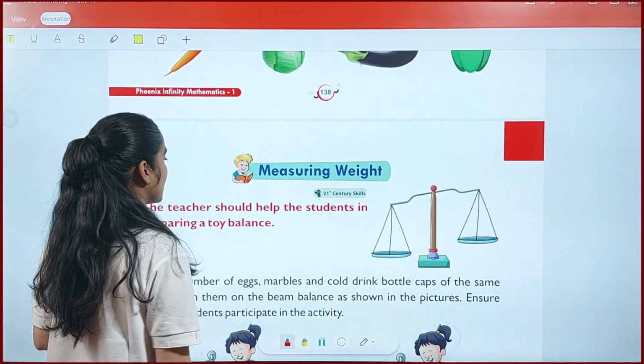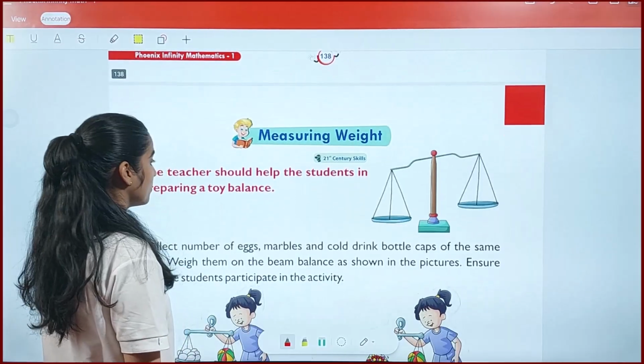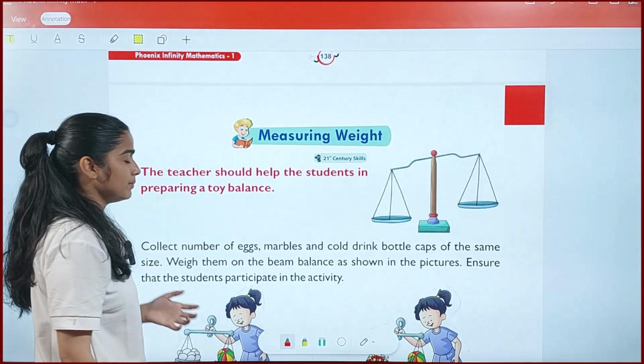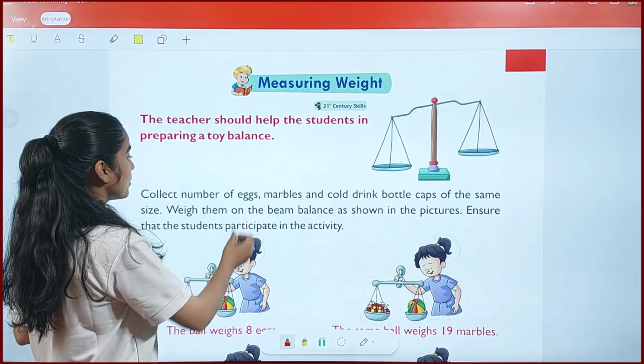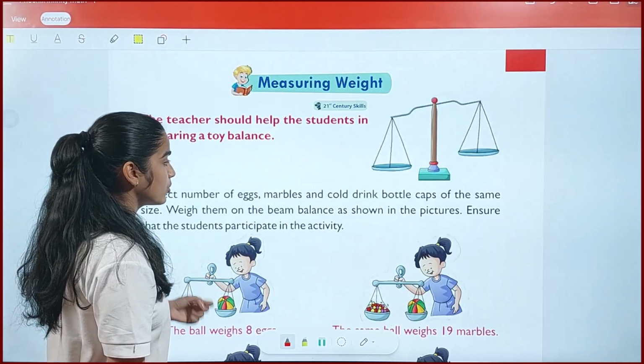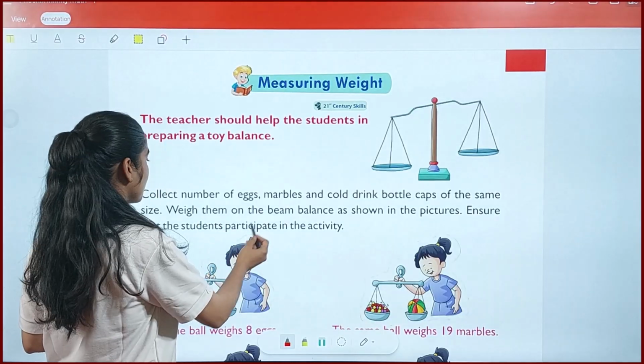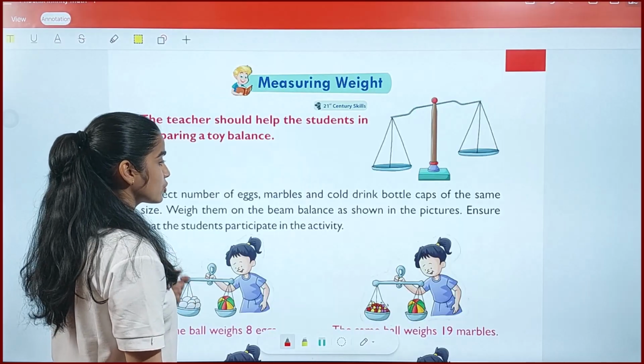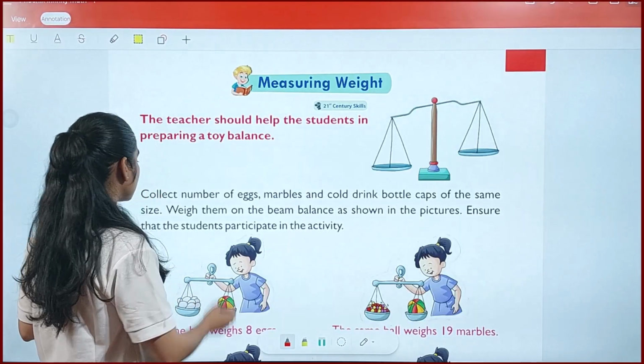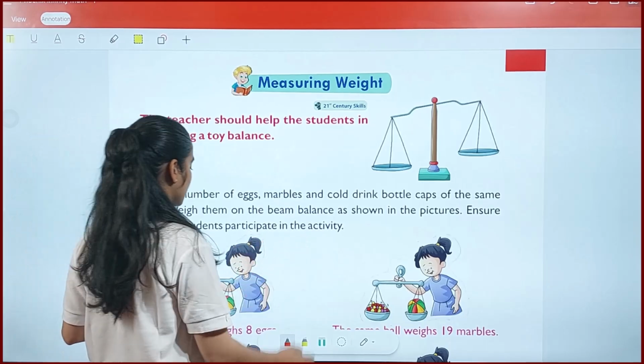Now measuring weight. The teacher should help the students in preparing a toy balance. This is your toy balance. You can make it. Collect a number of eggs, marbles and colored bottle caps of the same size. Weigh them on the beam balance as shown in the pictures. Ensure that the students participate in this activity.